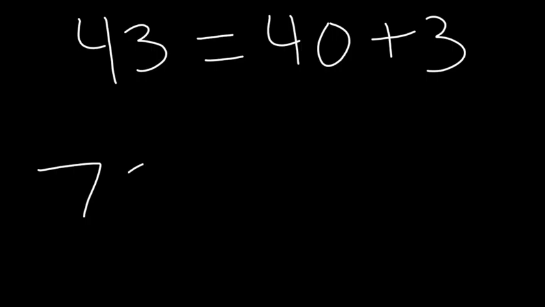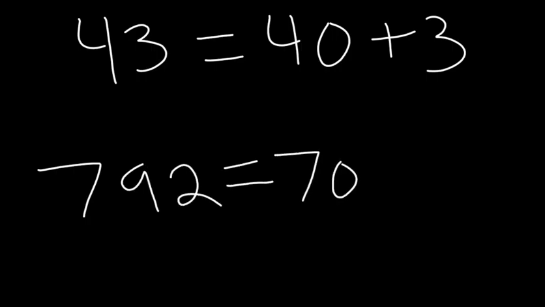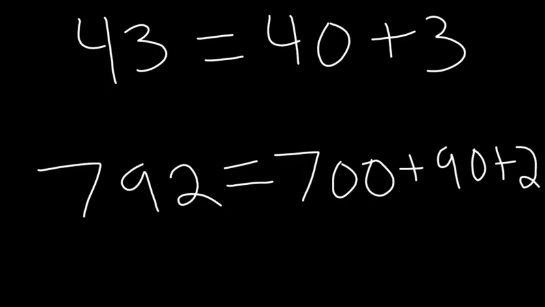While the number 792 will be split up into 790 and 2. Obviously, the more digits we have, 1, 2, 3, the more numbers we'll have in the expanded form.